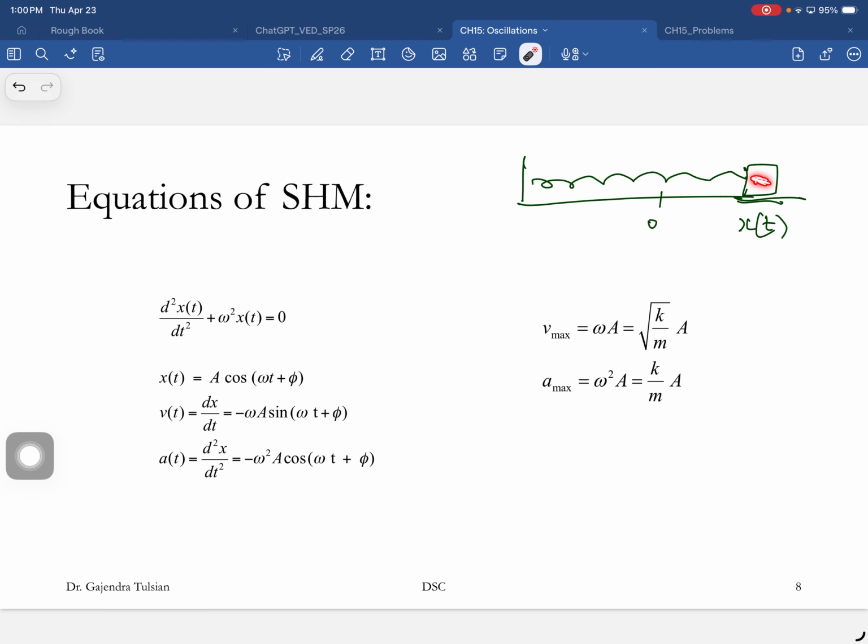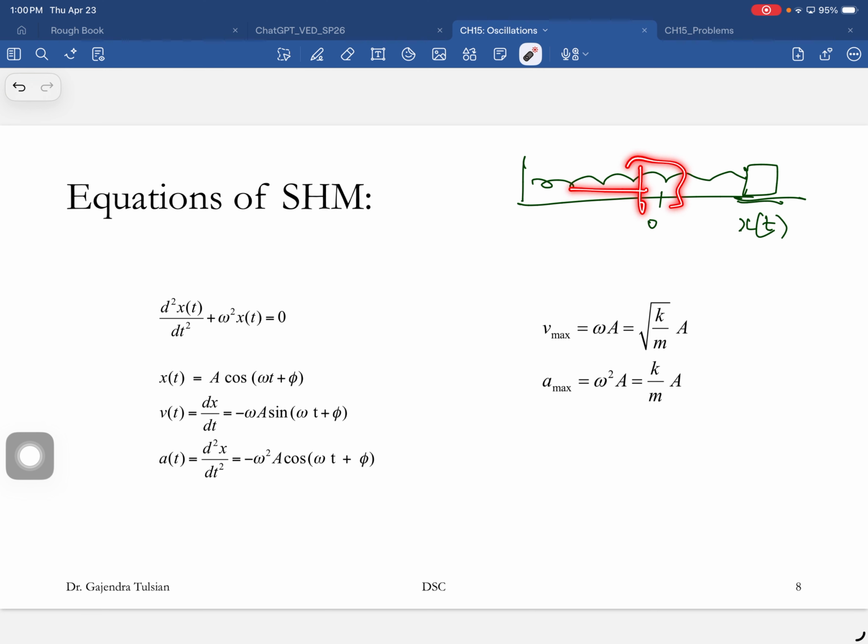If I let go of this and it is oscillating, when do you think the mass is going the fastest? At the peaks and valleys? Well, in this diagram, where will it be going the fastest? In the middle, right here. It'll be going the fastest here, okay?